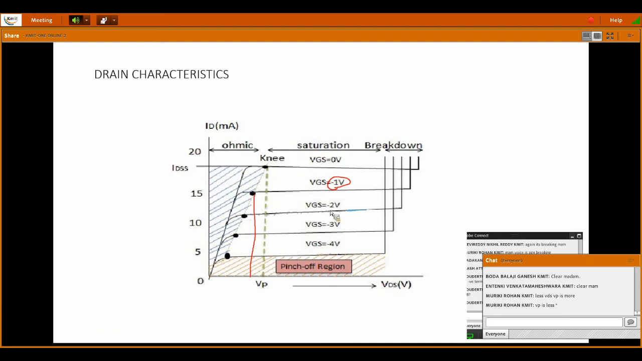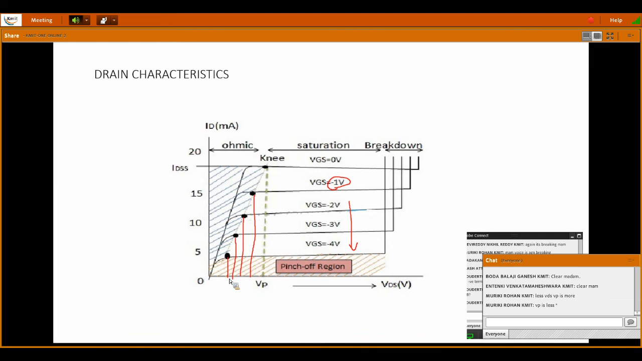If you give still more reverse bias, VP is obtained at still lesser voltages of VDS. And if you go on increasing this reverse voltage, that is the reverse bias on the gate supply, the requirement of VDS is reduced further and the saturation level of the current is also reduced. Means for lesser voltages of VDS only, I am getting the saturation value.